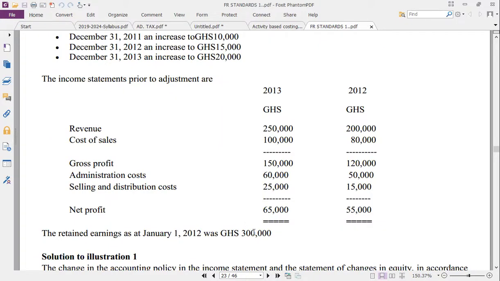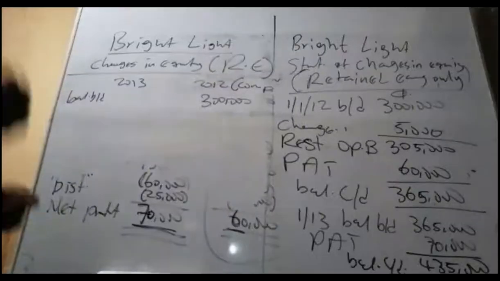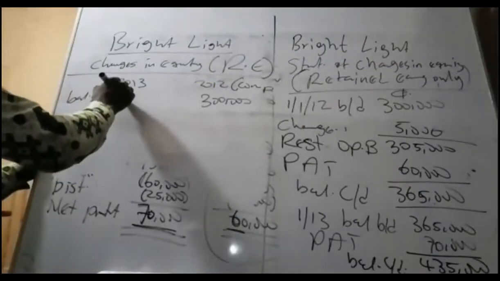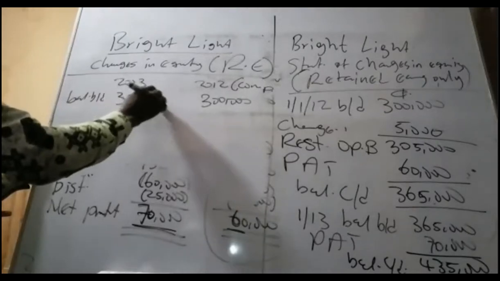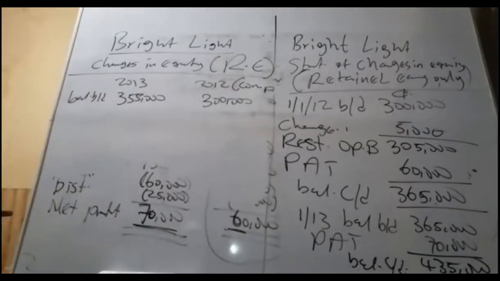Now, if the open balance of the retained earnings for 2012 is 300,000, then the closing balance will be plus the 55,000. So that will give us 355,000. Then, if it is a closing as at 2012, then it will be open for what? 2013. So for 2013, I just have to add 55,000 plus 300,000. So therefore, here will be what? 355,000. That is it. 355,000. That is the wrong profit.